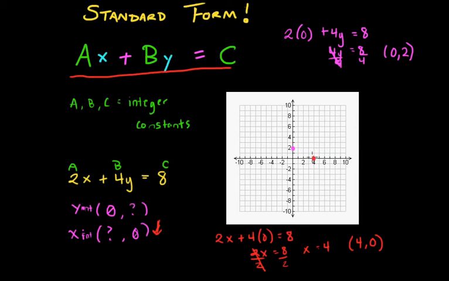Notice, right there. And look, I've got two points. I can draw a line because I have two points. And we did that, and we still don't even know the slope.